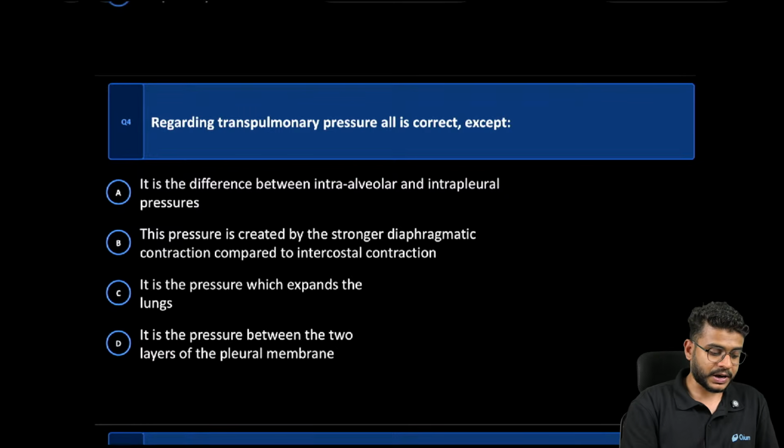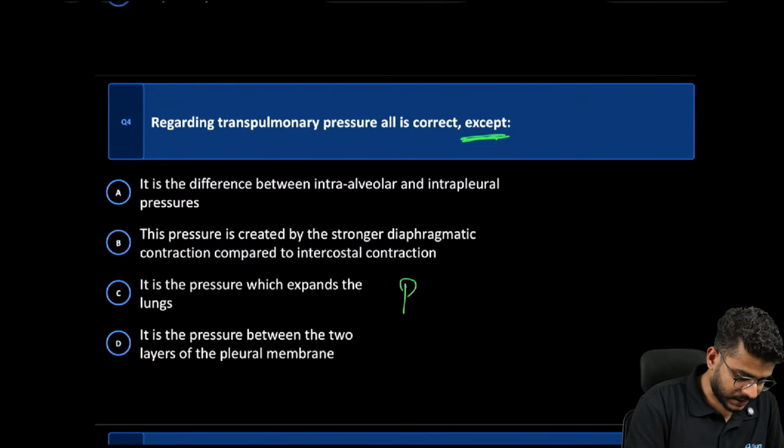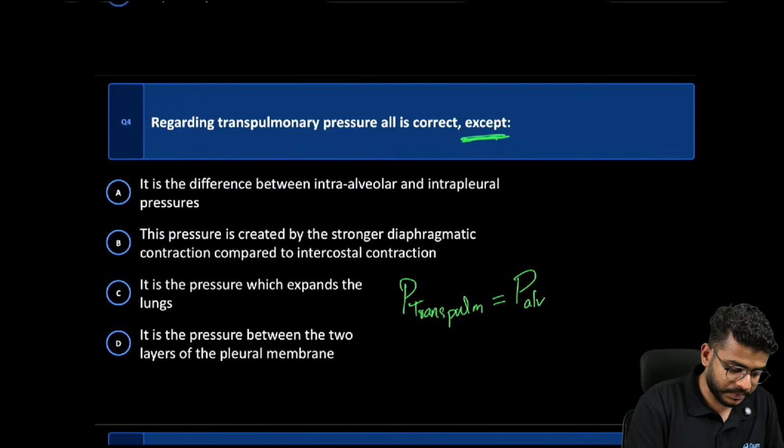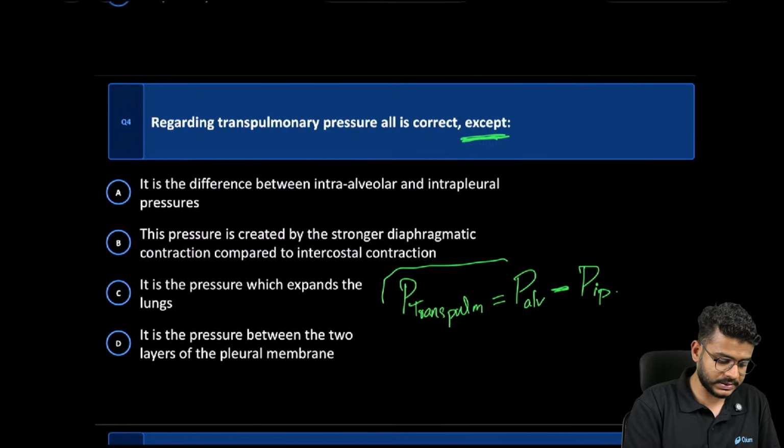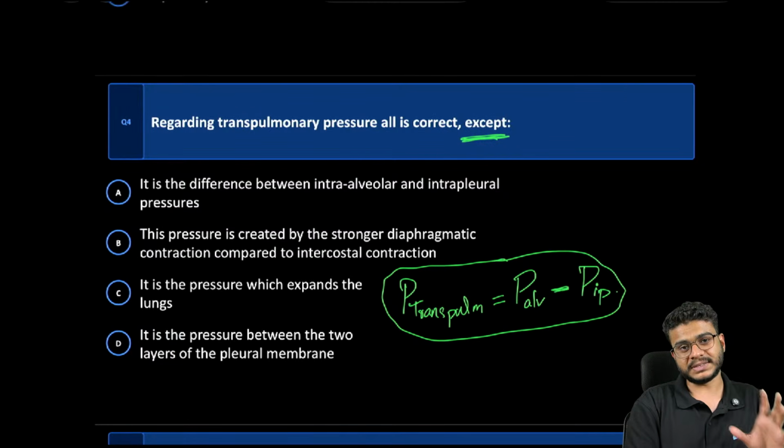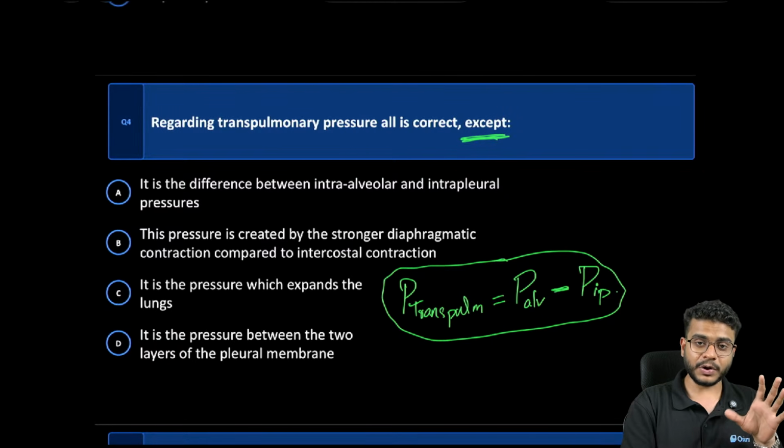Regarding transpulmonary pressure, all is correct except, so we should find the wrong statement here. First of all, the transpulmonary pressure is the difference between alveolar pressure and intrapleural pressure. Okay, this is the transpulmonary pressure. It is the difference in the pressures between alveolar pressure and the intrapleural pressure.